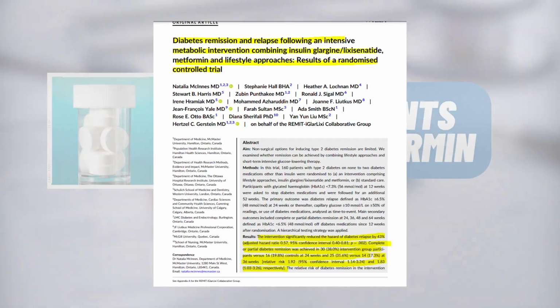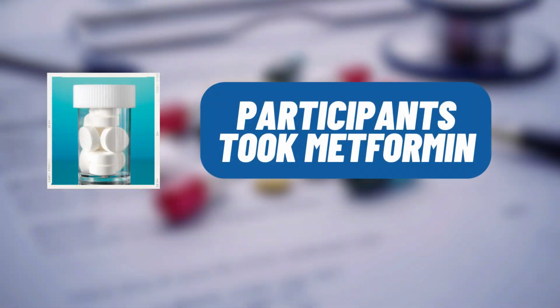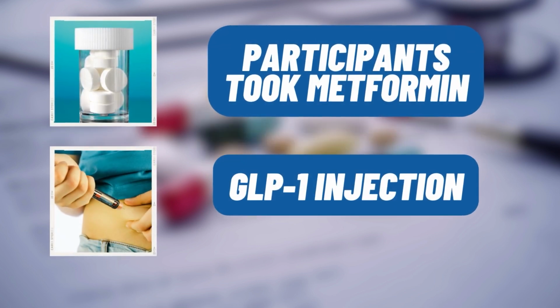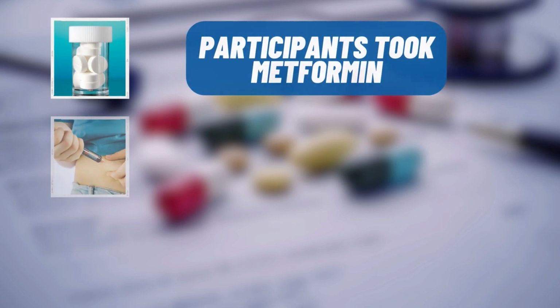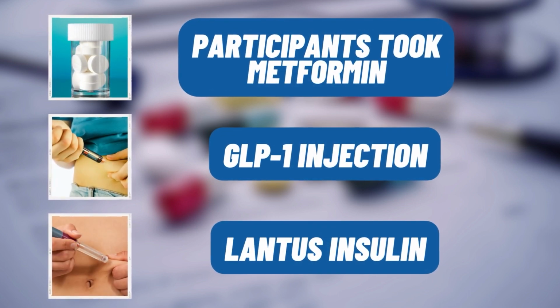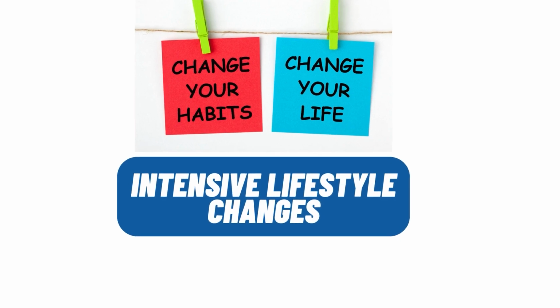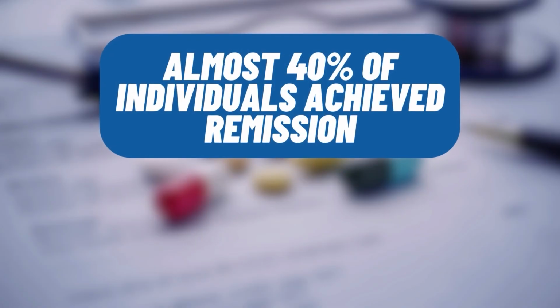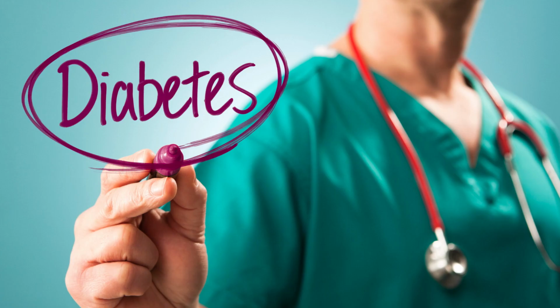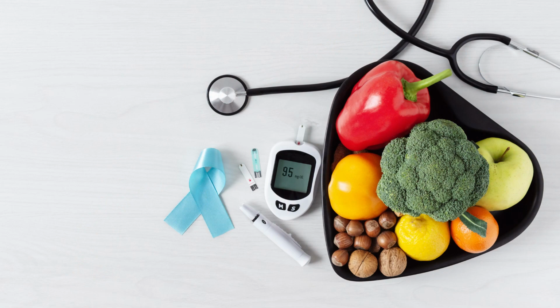In this study, participants were administered metformin, a commonly prescribed drug for diabetes that improves insulin resistance, as well as the GLP-1 injections that we talked about, and then they also used insulin. So initially, with the implementation of the intensive lifestyle modifications along with these medications, nearly 40% of individuals achieved remission of their diabetes. This research emphasizes the potential for individuals to take control of their diabetes through a comprehensive approach involving both medical intervention and changes in lifestyle.